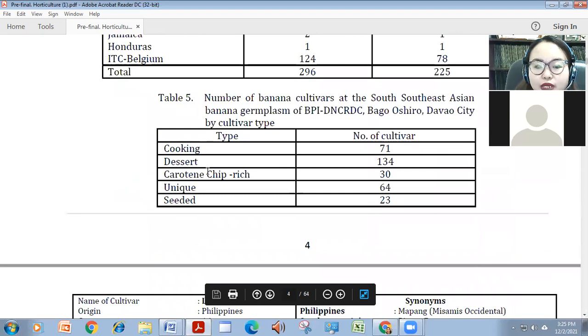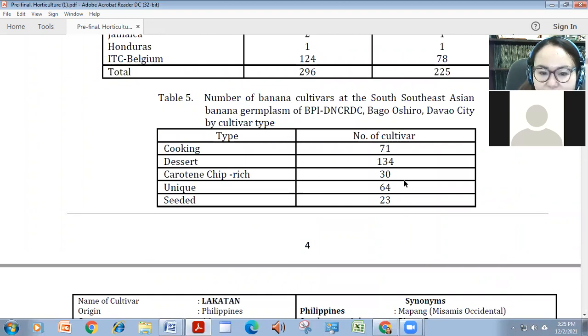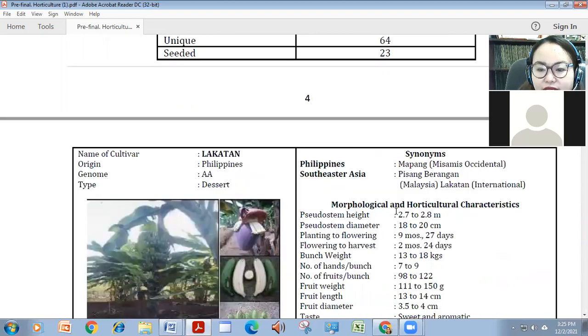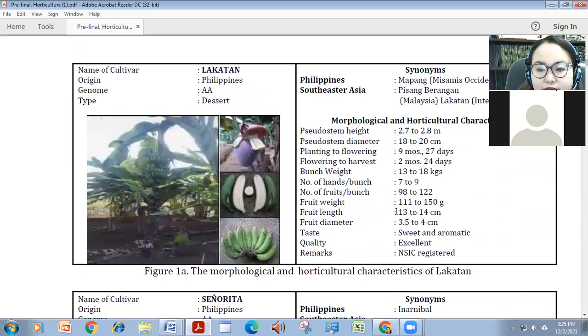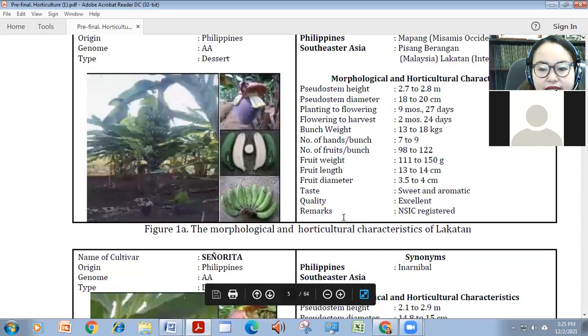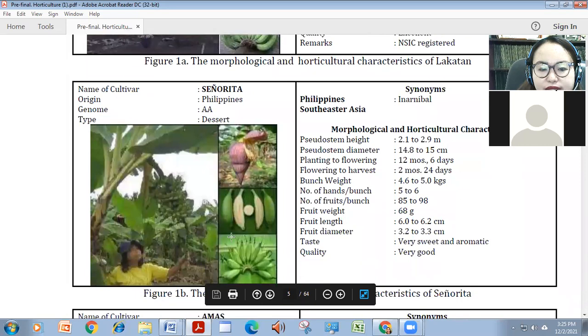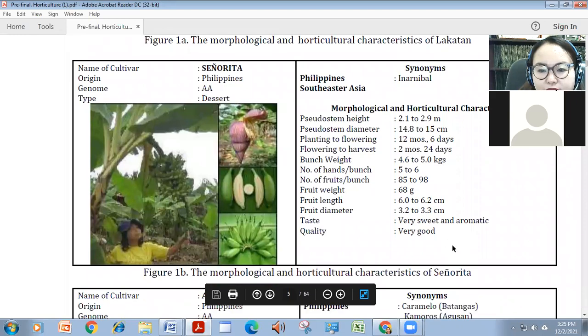And total of 71 cultivars na pang-cooking, 134 for dessert, 30 for keratin chip rich, 64 na mga unique varieties, and 23 nga seeded. So ito na yung mga photos and morphological horticulture characteristic ng Lakatan, yung double A genome for dessert, no, and its characteristic, no, and this is NSIC registered.